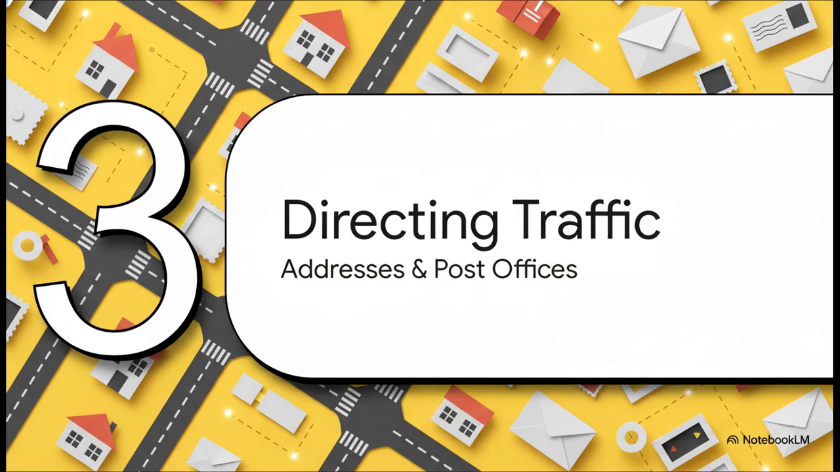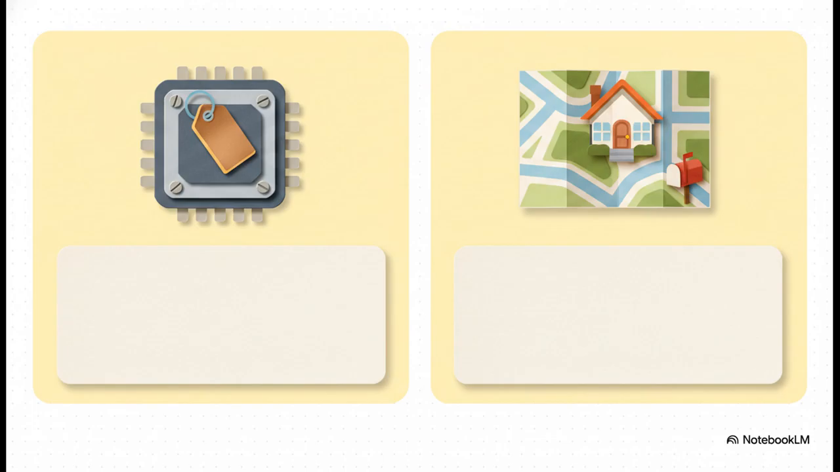With our local roads and intersections perfectly built, we need a robust navigation system. Let's move to part 3, directing the traffic using addresses and post offices. For data to actually travel smoothly across all these cables and switches, it needs to know exactly where it's going. It uses highly specific addresses to do this, primarily the MAC address and the IP address.